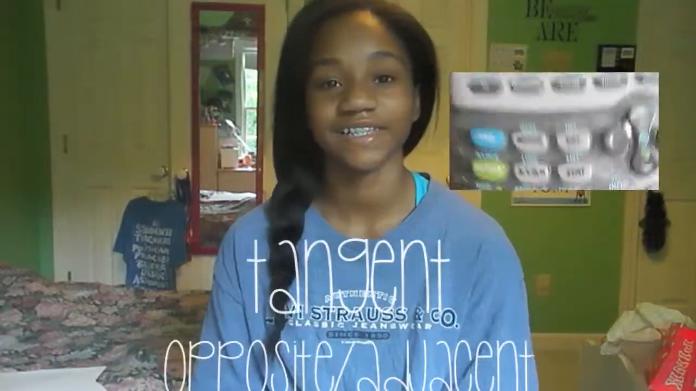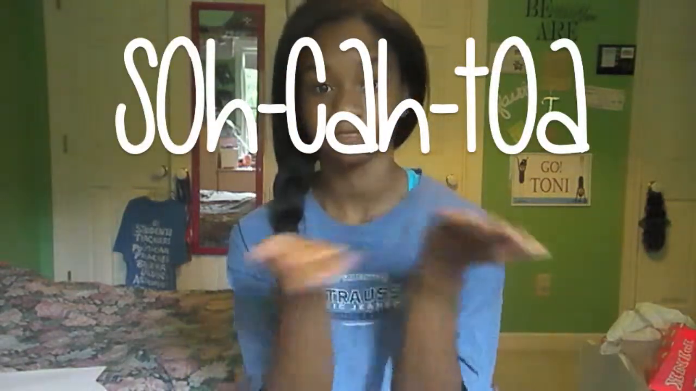in right triangles. So for this, you will use sine, cosine, and tangent. Sine is opposite over hypotenuse. Cosine is adjacent over hypotenuse, and tangent is opposite over adjacent. And an easy way to remember this is SOHCAHTOA.